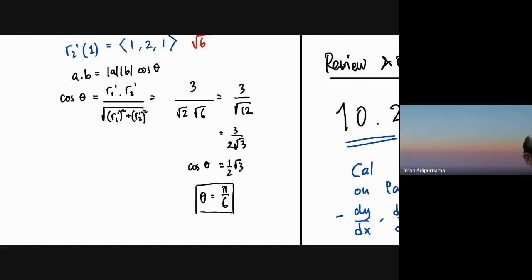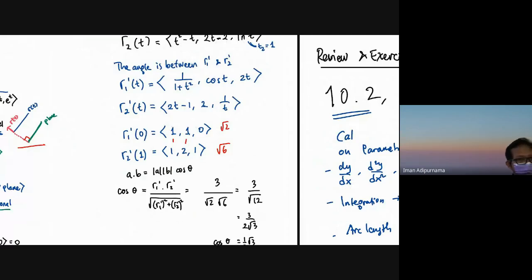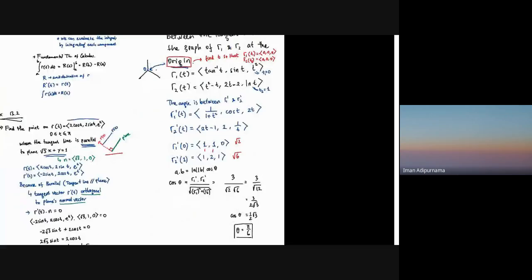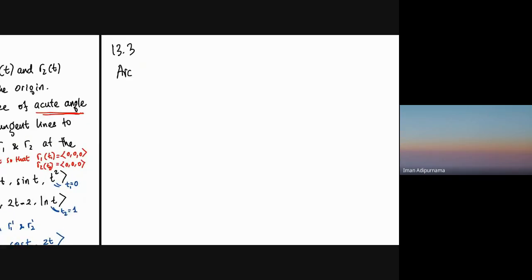Okay. I think that's enough for the example, and we can move on to the next section. So the next section is 13.3. This will be arc length and curvature.